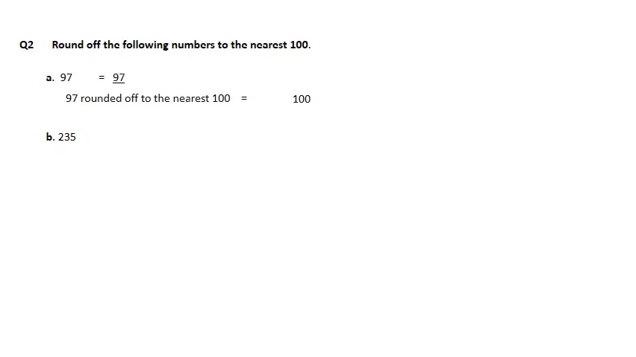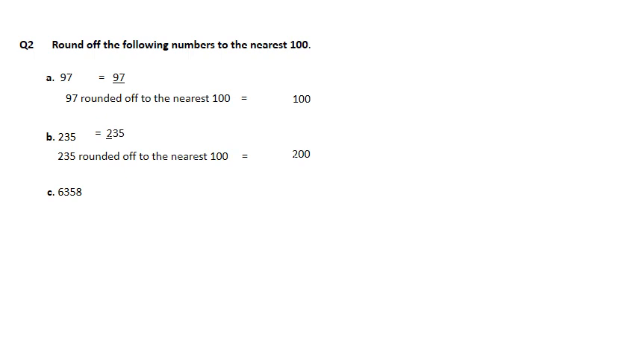Question B, 235. So what will we do? First we'll underline the hundreds place. What is the hundreds place here? 2. Now we are going to look at the tens place. Here the tens place is 3, which is less than 5. So we'll keep the 2 the same, and put 0 in the tens and ones places. So your answer is 200.